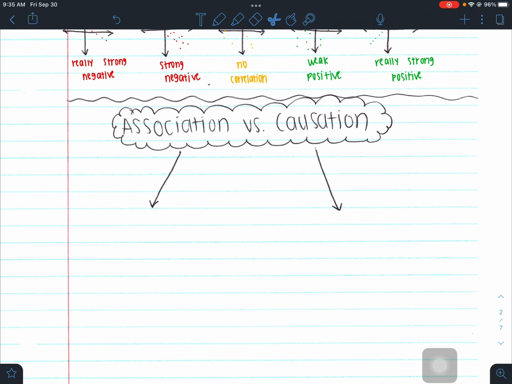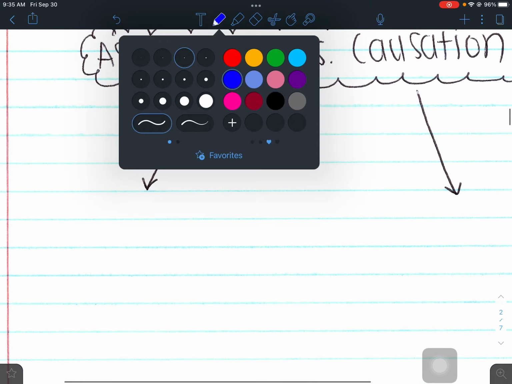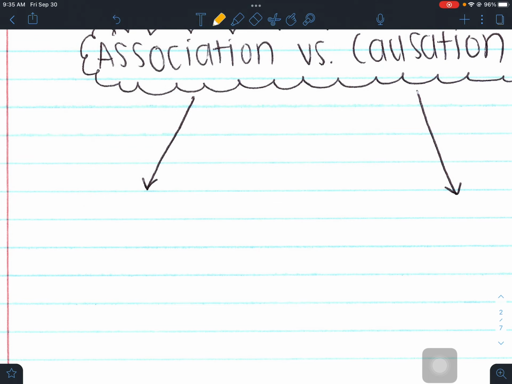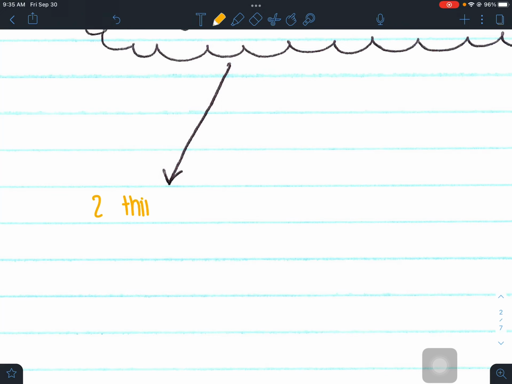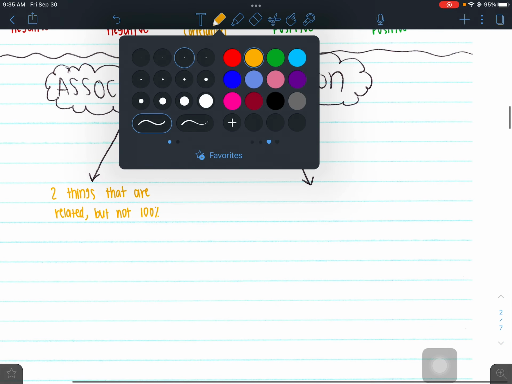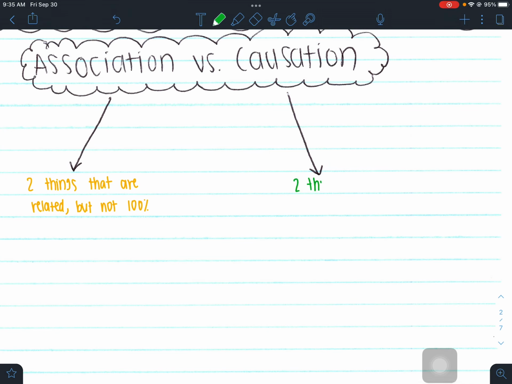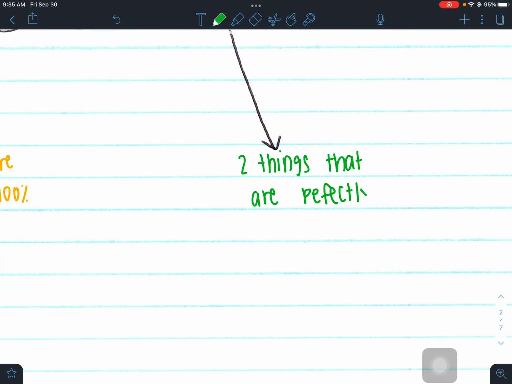So there's two types of correlation when we talk about relationships between two things, when we're talking about real life things. There's association and then there's causation. Association, that is two things. I'm just going to say things, because it could be anything. Two things that are related, but not 100%. And then causation are two things that are perfectly related.